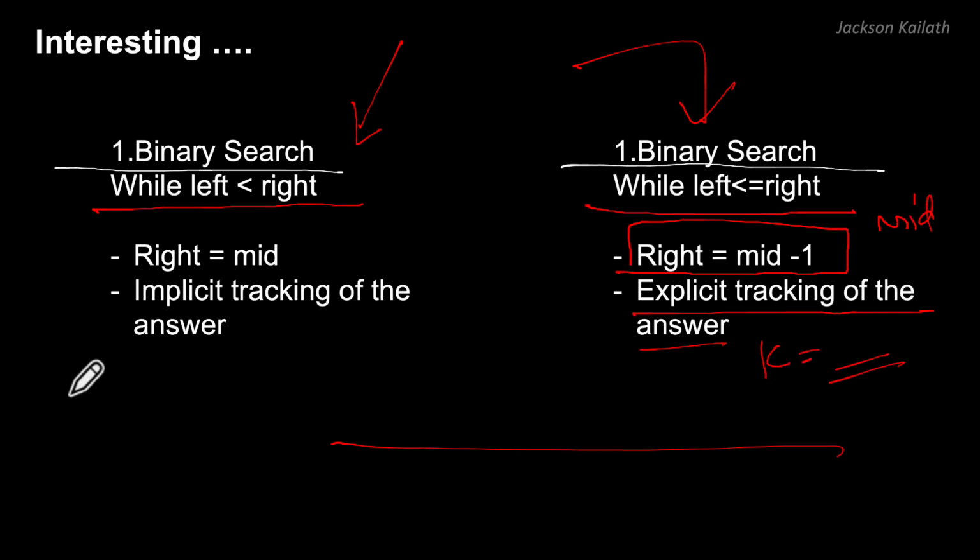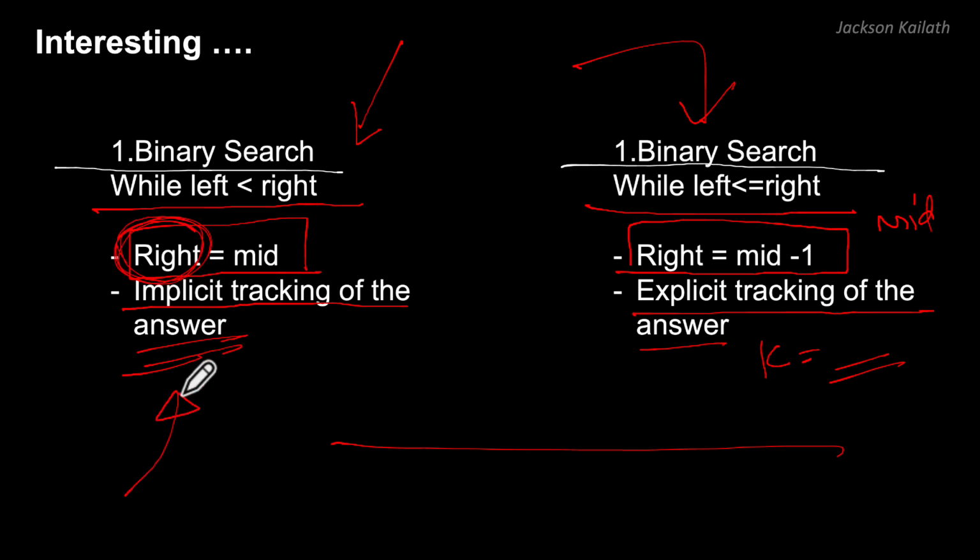Now you can also do it in this way, like if you get mid as the correct answer, instead of setting right to mid minus 1, you can set right equal to mid, and in this way you are implicitly tracking the answer at the pointer right. Again, I'm leaving you with it. I don't want this video to become too long.